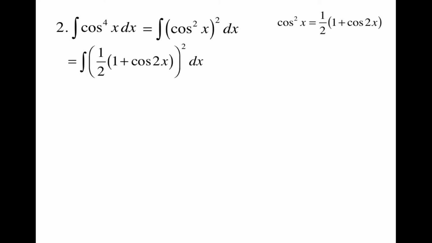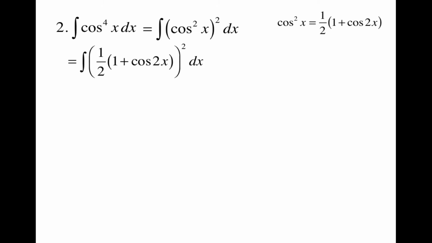All right, why don't you go ahead and see if you can try the second one on your own. All right, let's see how you did. You should have rewritten cosine to the fourth as cosine squared to the second power, which is cosine squared times cosine squared. It's the same thing. But the reason why I'm going to do this is because I have that half angle identity where cosine squared is 1/2 times 1 plus cosine 2x. So I'm going to use that to replace cosine squared.